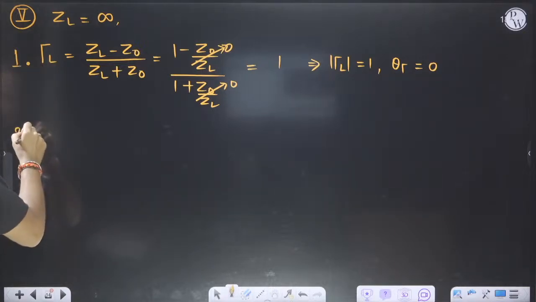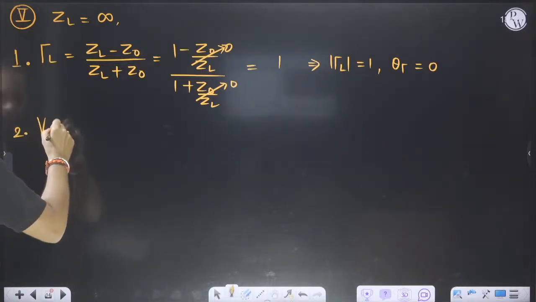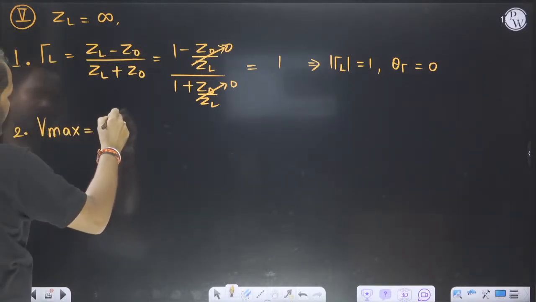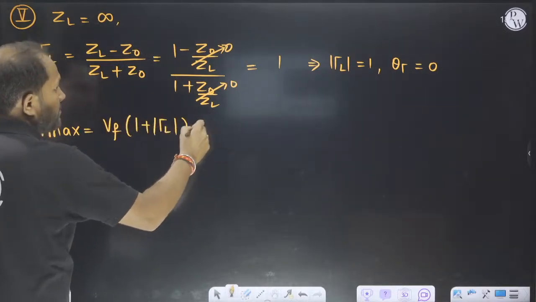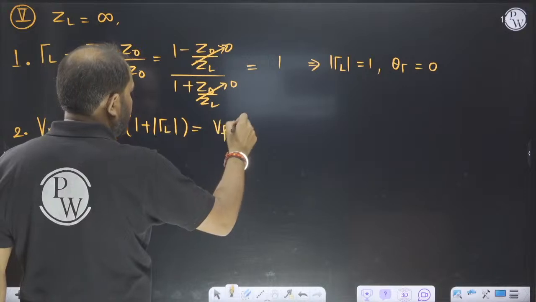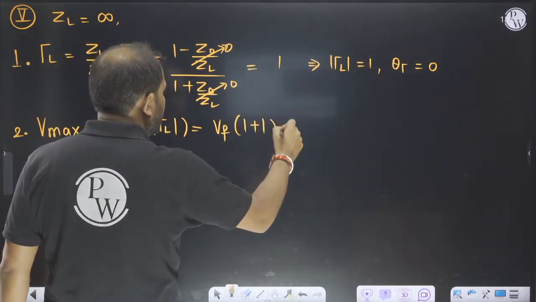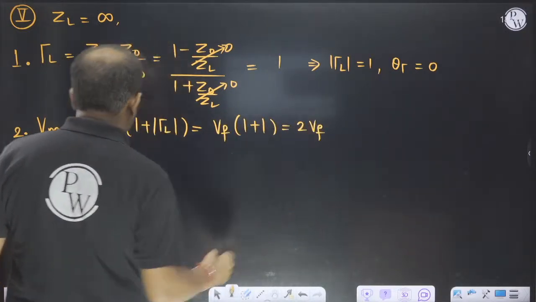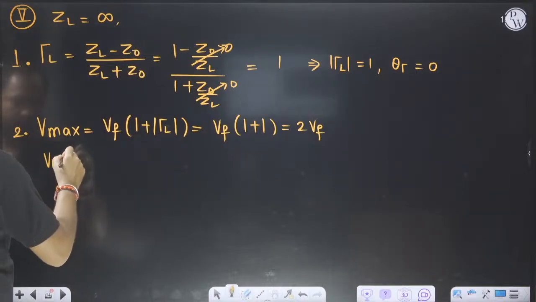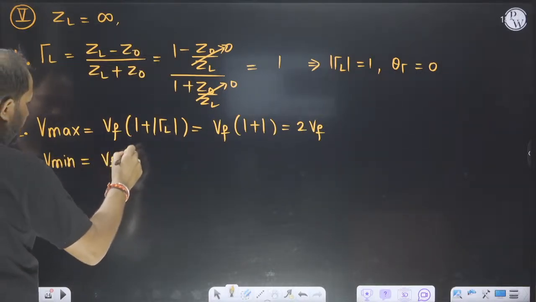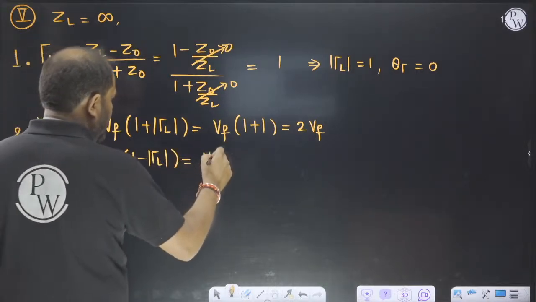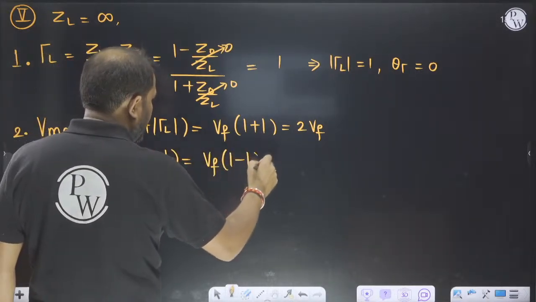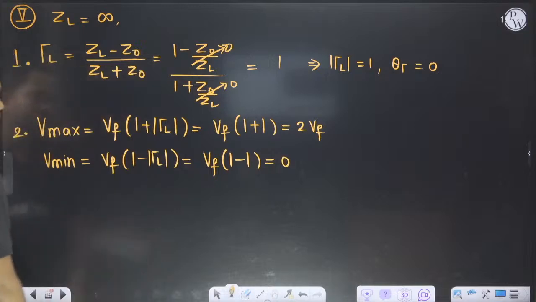Then we have the second point. What point? Vmax. What is Vmax? Vf, 1 plus magnitude of gamma L. Magnitude of gamma L is 1. So Vf, 1 plus 1, that means 2 Vf. And Vmin is equal to Vf, 1 minus magnitude of gamma L, Vf, 1 minus 1. It will be 0. So Vmax and Vmin we have calculated.